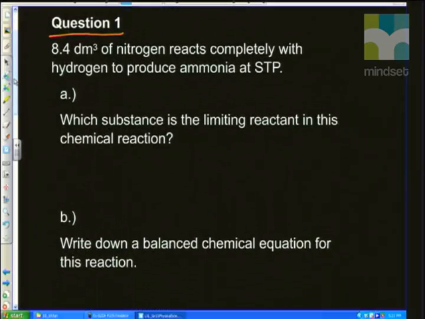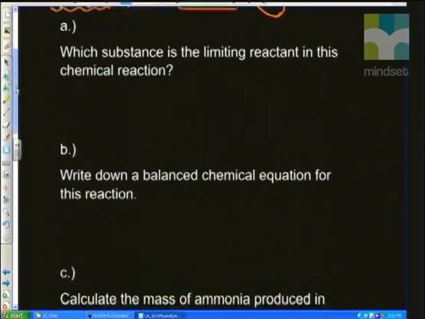Question number 1 says 8.4 cubic decimeters of nitrogen reacts completely. Oh, that's a key word. From what we have been talking about, you should be thinking twice about that word there. It reacts completely with hydrogen to produce ammonia at STP. All right, so this is at standard temperature and pressure. We know what that condition is about.